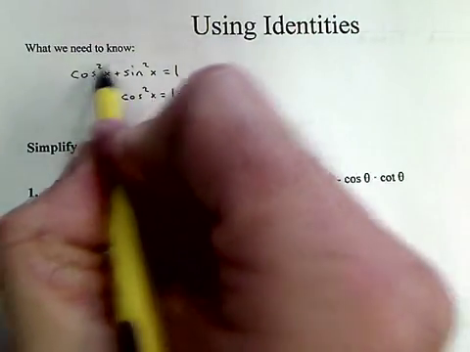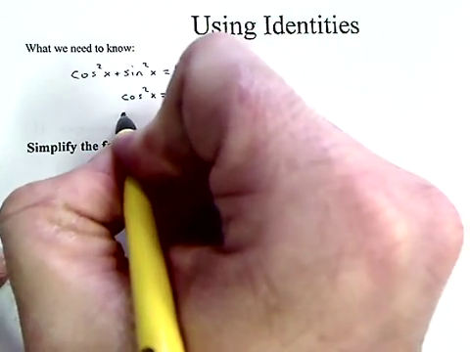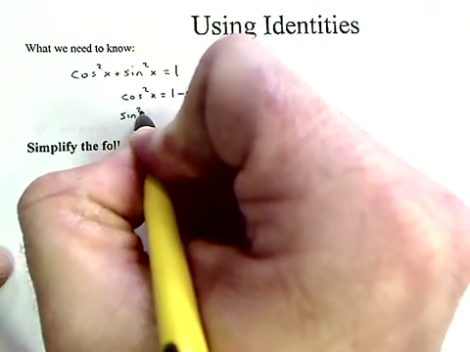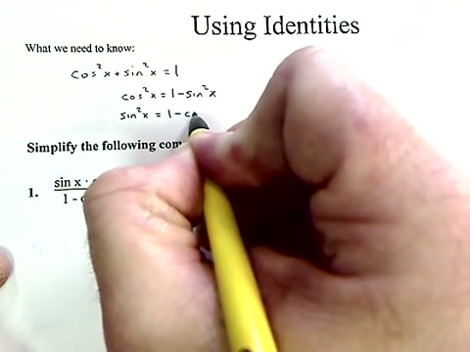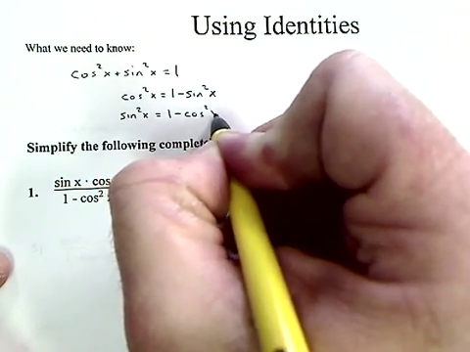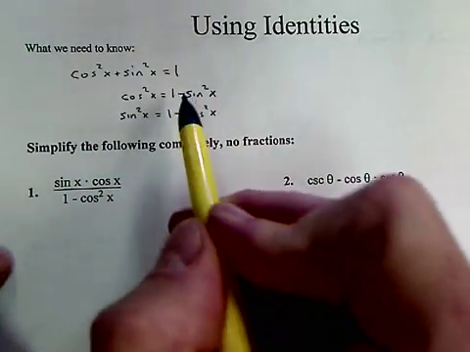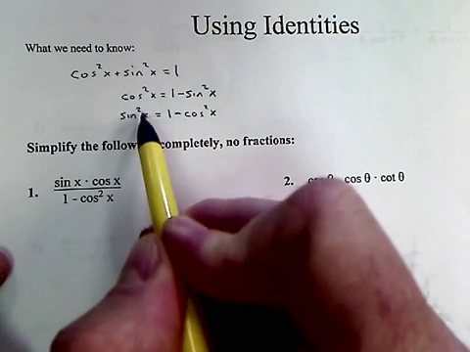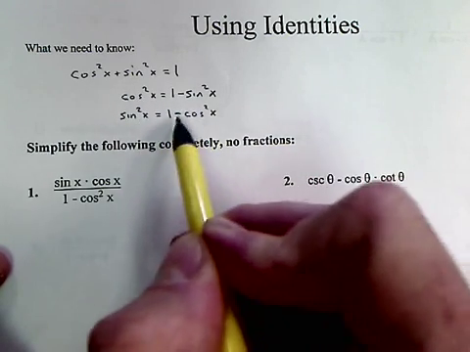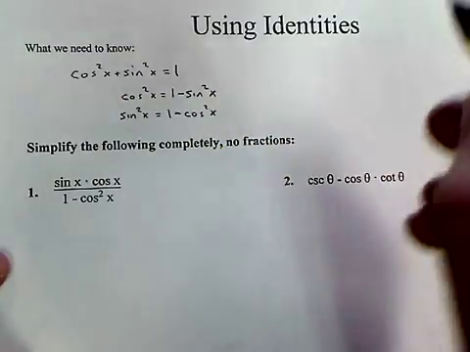Similarly, if you took the cosine squared and you moved it to the other side, you would have sine squared is equal to 1 minus cosine squared, which means whenever you see either of these, we can substitute it for this left side. This substitution right here is very common.